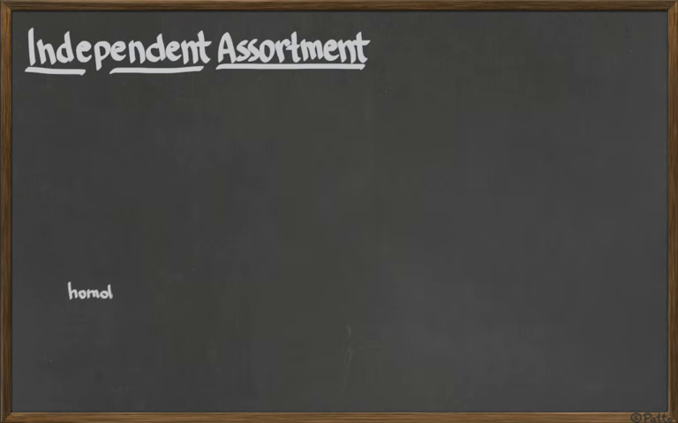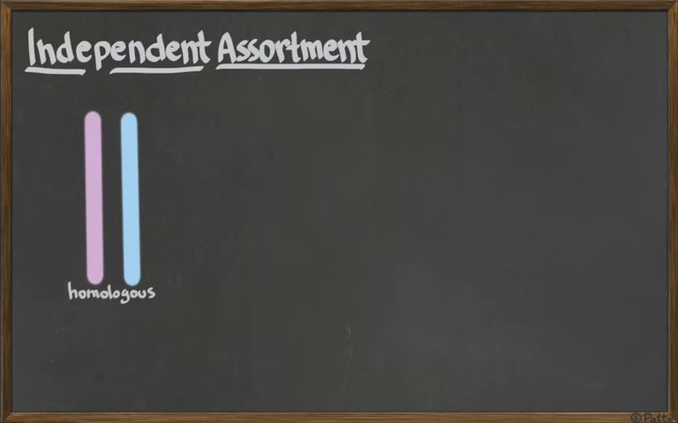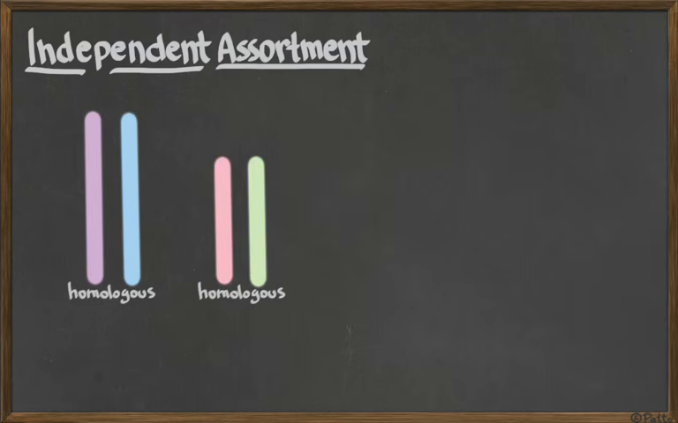So the idea of independent assortment is that we are going to have chromosomes, and these chromosomes come in pairs. We have one that you got from mom, one that you got from dad, and then you have another type of chromosome, a slightly smaller one that you got from mom, another one you got from dad. So we humans have 46 chromosomes, 23 pairs of chromosomes. This example here has 4 chromosomes, 2 pairs of chromosomes, but you get the idea.